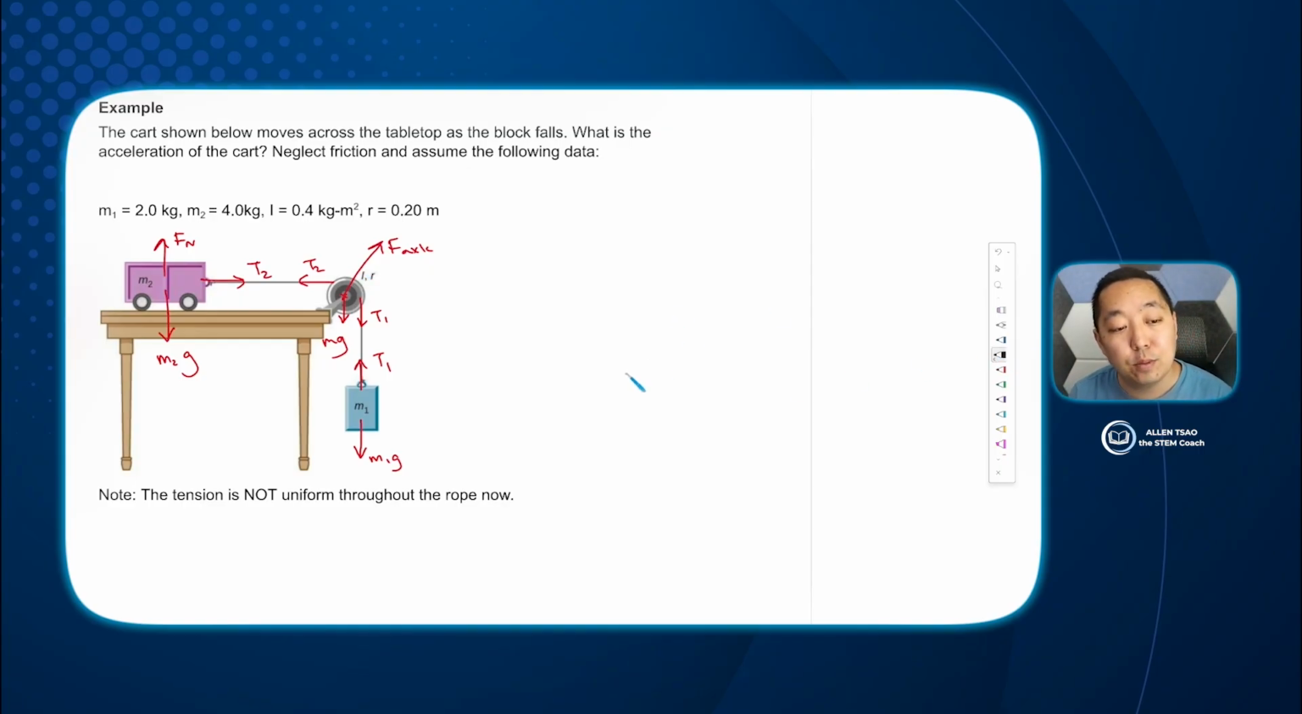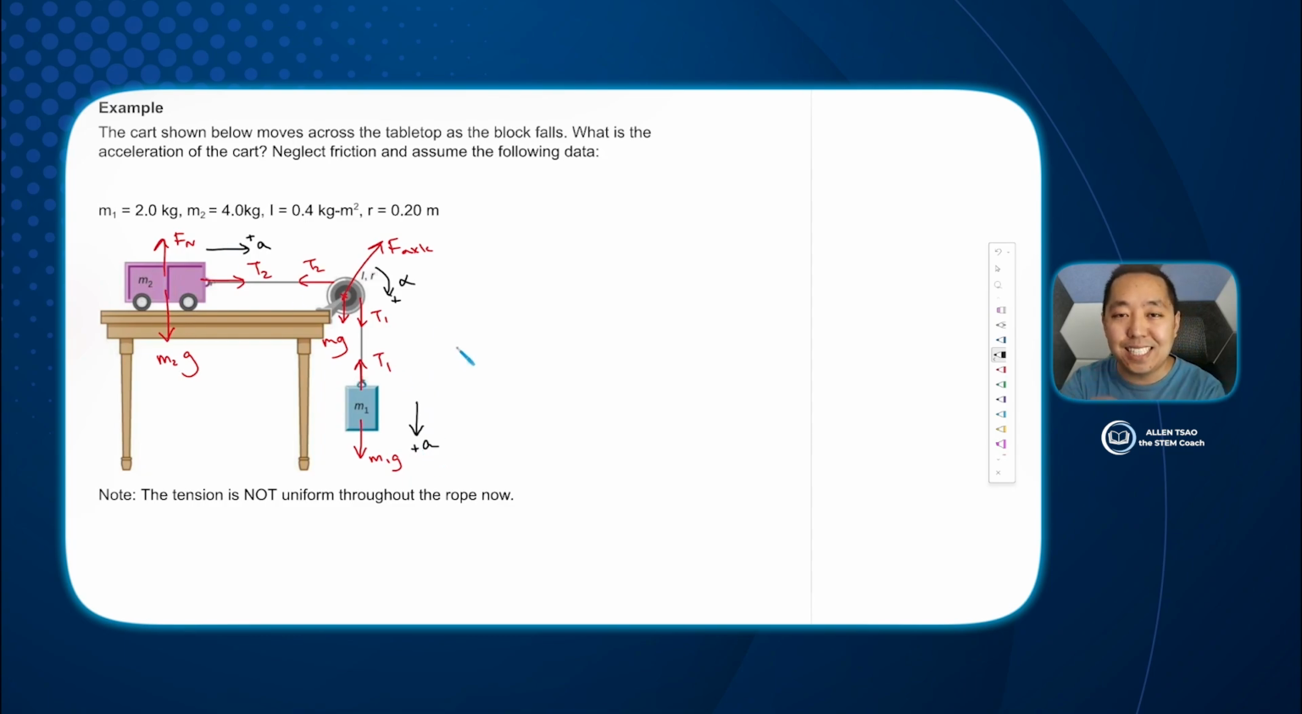Now you want to assign directions. Before we do the F net equals ma, we got to know which way everything is accelerated. This thing is accelerating down. This is accelerating to the right, and then this thing has an angular acceleration associated with it. And I always do that because then we can make those directions the positive directions.